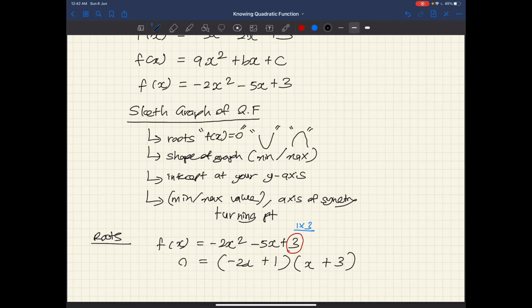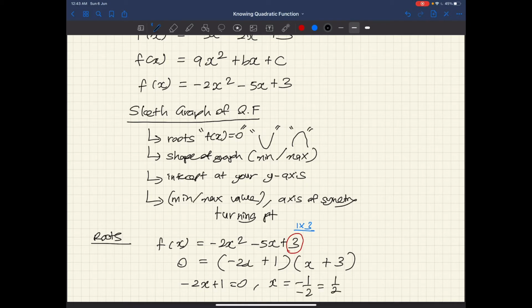Set your f(x) equal to 0, and therefore you have your value of x. So the first value of x: negative 2x plus 1 equals 0. Therefore your x equals negative 1 over negative 2, so I can just write it as 1 over 2.